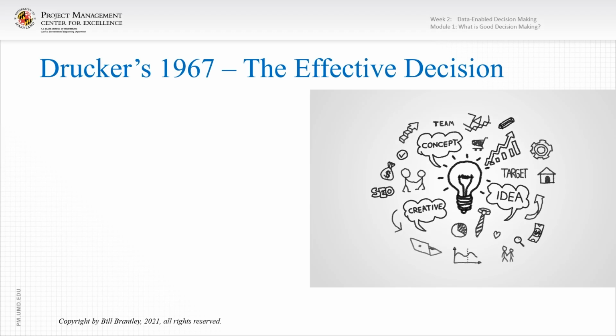Now, philosophical traditions from all around the world and from all times have looked at what makes a good decision. But we really don't want to take that much time to talk about effective decision making. So let's talk about effective decision making in the modern era. And I like to point to Peter Drucker's 1967 article about what is the effective decision.